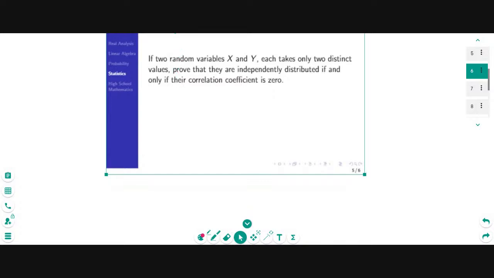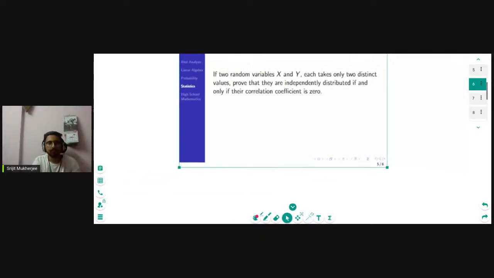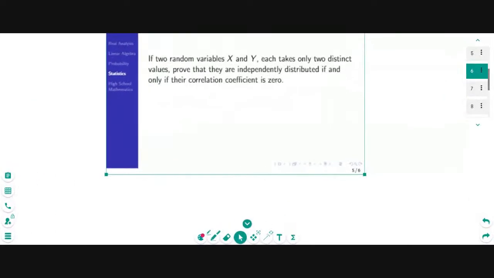Two random variables x and y have two distinct values. Try to understand the problem very carefully. Two random variables x and y have two distinct values. They're independently distributed if and only if their correlation coefficient is 0. So two random variables x and y take only these two distinct values; prove that they're independently distributed if and only if their correlation coefficient is 0.